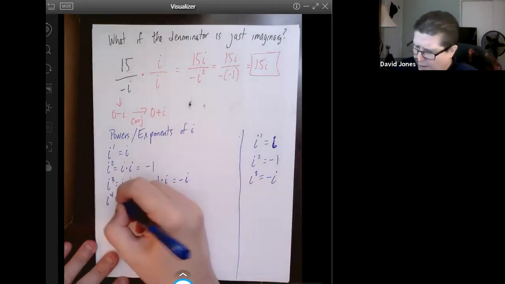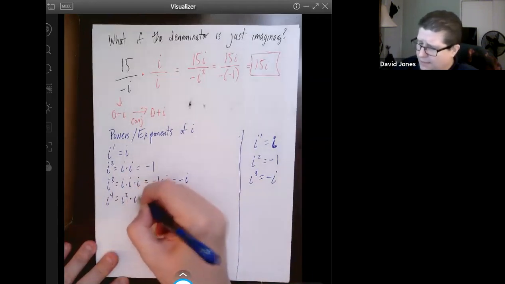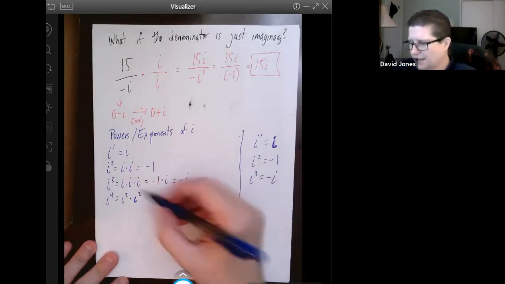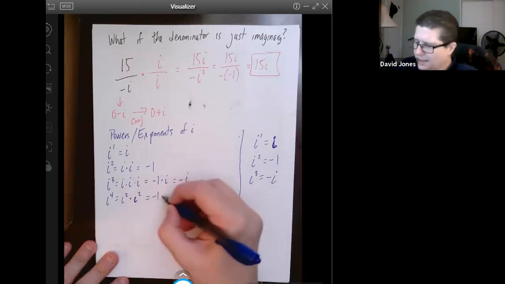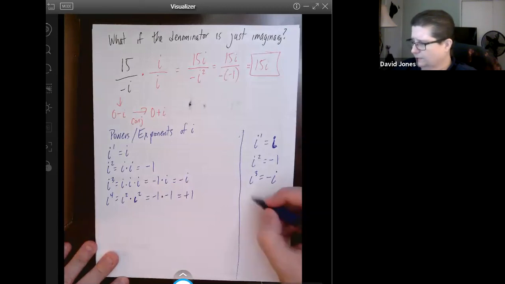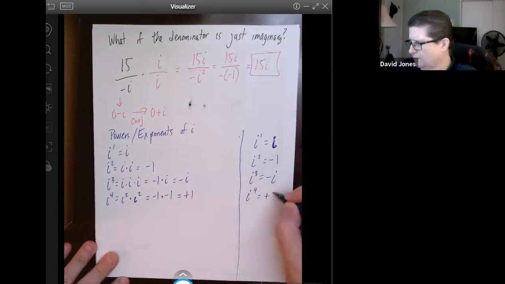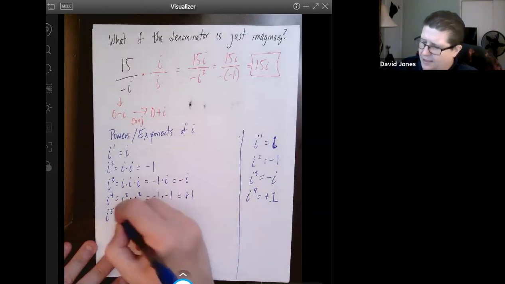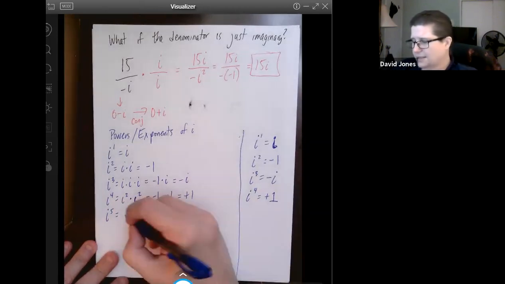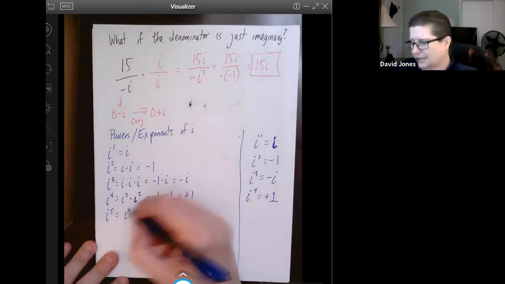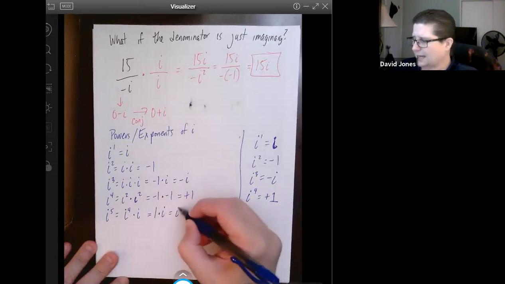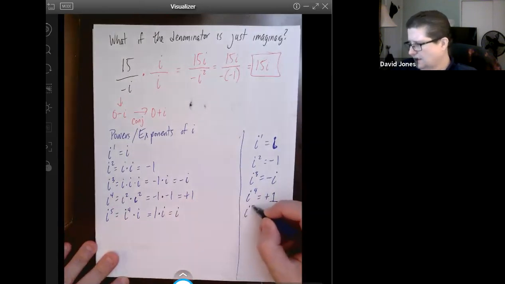i to the 4th power is i squared times i squared. I could write it out as the individual i's, but i squared I have a value for, negative 1. Negative 1 times negative 1 is positive 1. So i to the 4th value is plus 1. If I do i to the 5th, this is i to the 4th times i, and i to the 4th is just 1. So I've got 1 times i, which is just i.